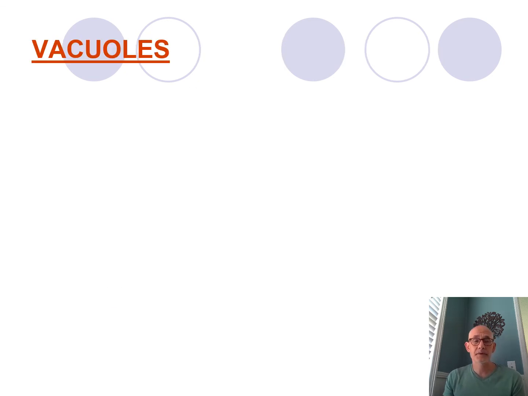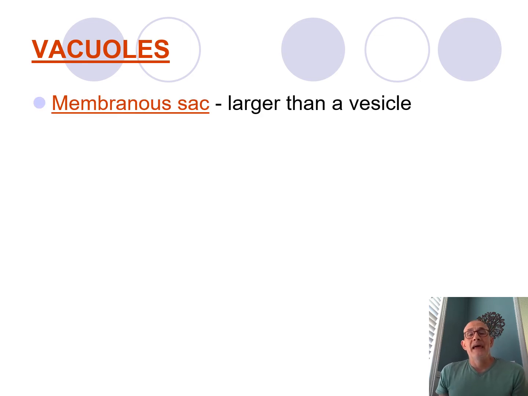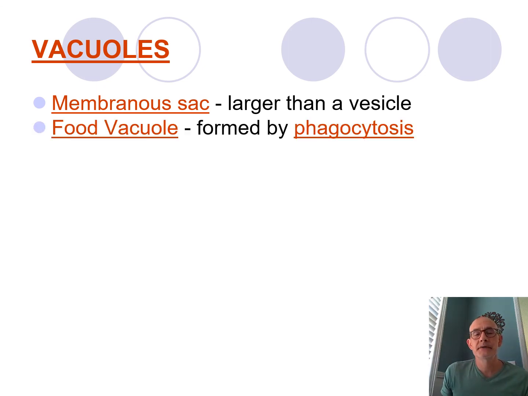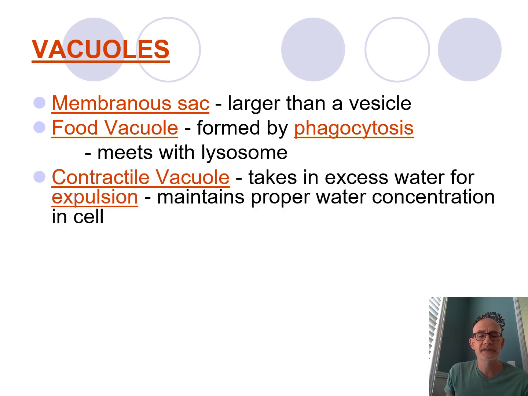Vacuoles can be formed from the endomembrane system. These are tiny little storage vesicles. They can store proteins or enzymes. And what happens is vesicles fuse together to make vacuoles. The main vacuole that you need to be concerned about is going to be the central vacuole, but in animals, it's mainly food vacuoles made by phagocytosis. You also have what's known as a contractile vacuole in small protists.